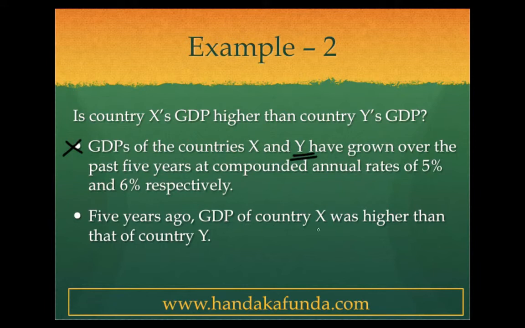5 years ago, GDP of country X was higher than that of country Y. So let's say initially the GDPs were X and Y. But if we do not know what has happened in the last 5 years, we cannot figure out the current value from here. By combining both of them, what do I get? I get 1.05 to the power 5 of X and 1.06 to the power 5 of Y.